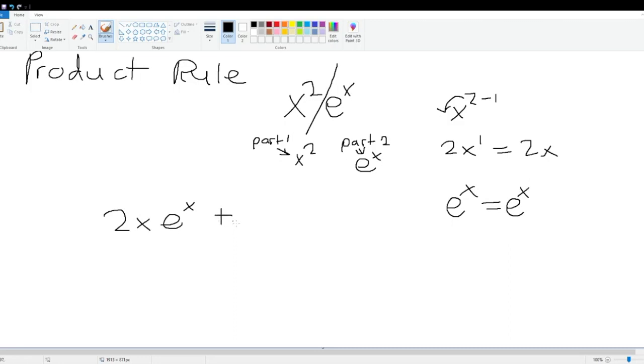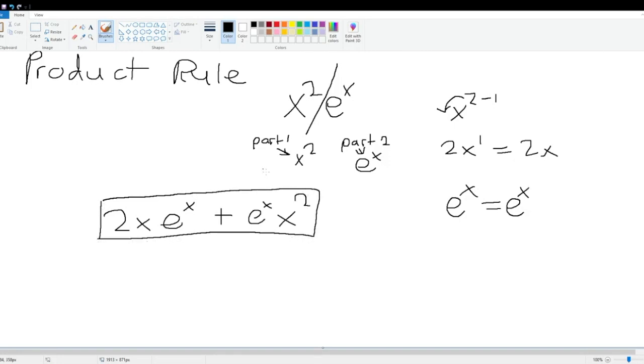You will always be adding in product rule. Obviously, if there's a negative sign and it negates this, that's something that you need to watch out for on your own. But since these are both positive, we know it's going to be addition because it's product rule. So 2x e to the x plus, remember, this derivative, e to the x, times the original of part 1, which is x squared. And this is product rule. See, it's a lot simpler than you think when you originally think about it, if you just break it up into two separate parts.